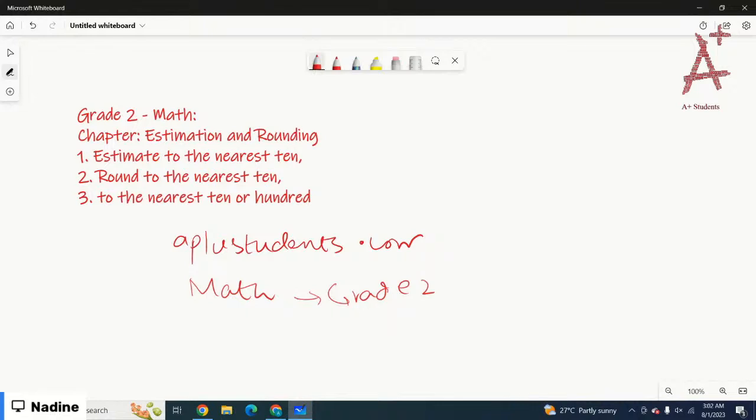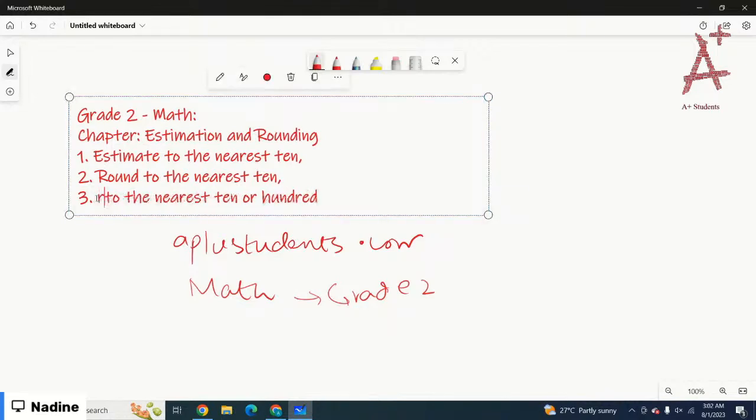We're going to start with the chapter estimation and rounding. The lessons we are going to cover today are estimate to the nearest 10, round to the nearest 10, round to the nearest 10 or 100. So let's just start with the first lesson.